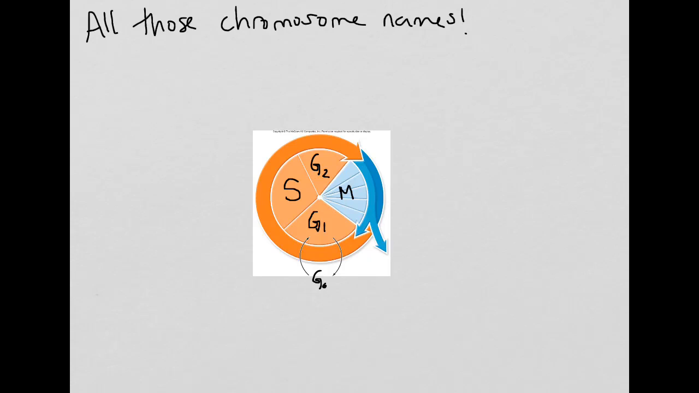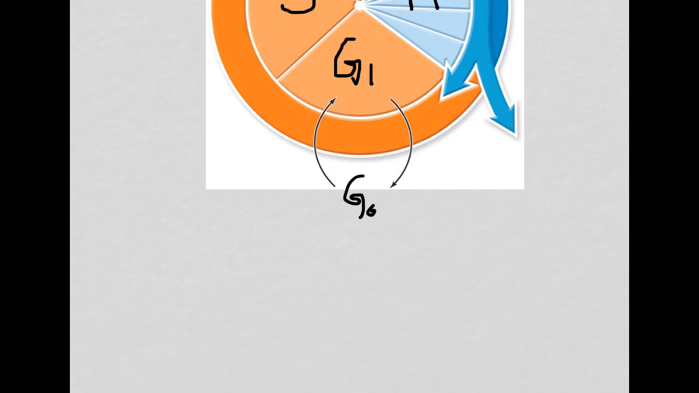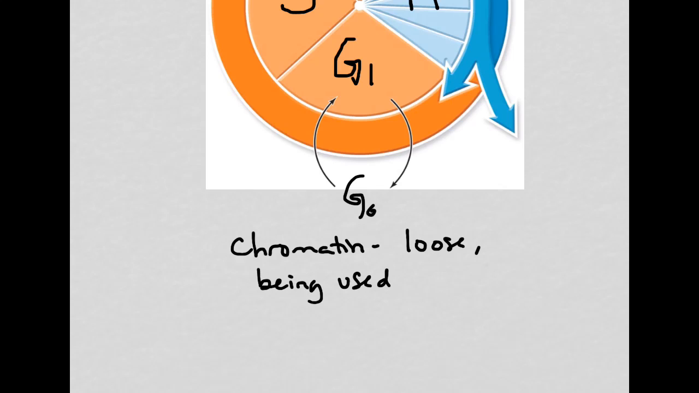So let's start here in G1. Let me push this up and zoom in a bit. So in G1, the cell was just made from mitosis. So the chromosomes that are in the nucleus would be, if we were to look at it right then, I would say that it would look like chromatin, or it would be chromatin. Chromatin is loosely arranged. It's loose. It is being used at the moment. It's open. It's like a library that is available so that any of the DNA that needs to be read can be read and used to make RNA.